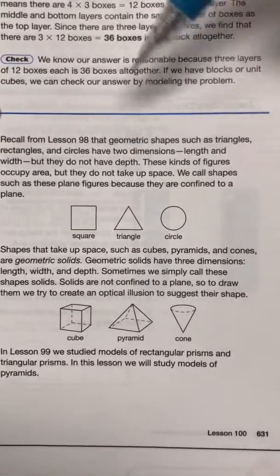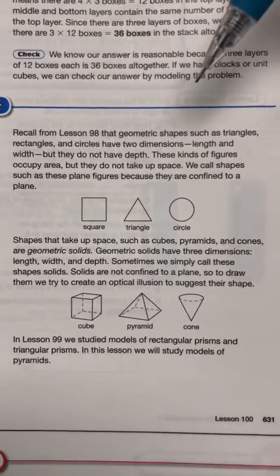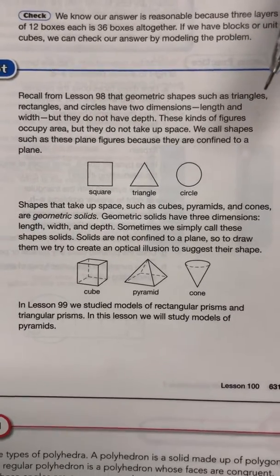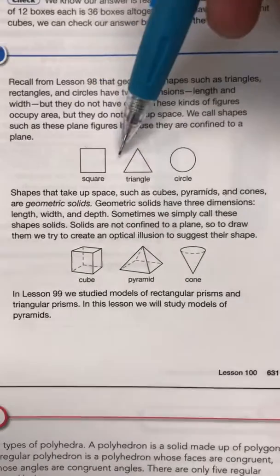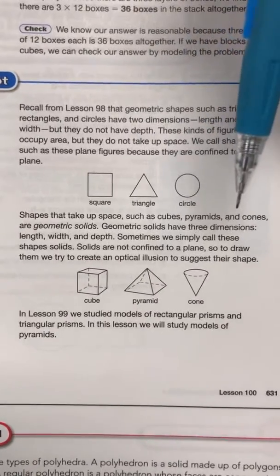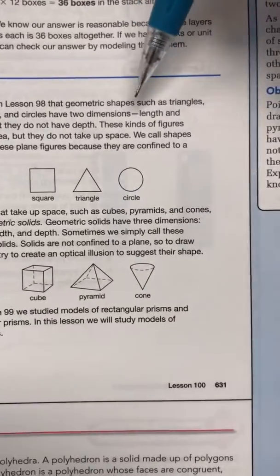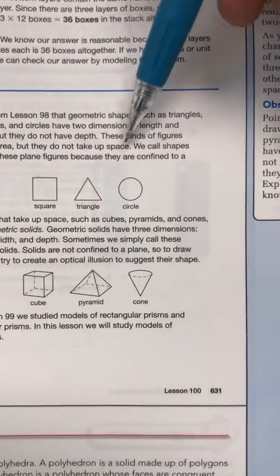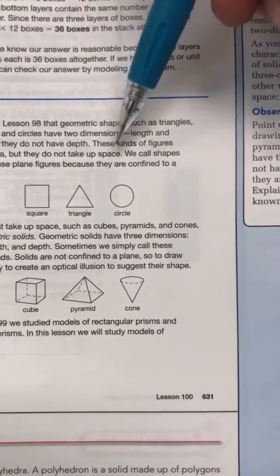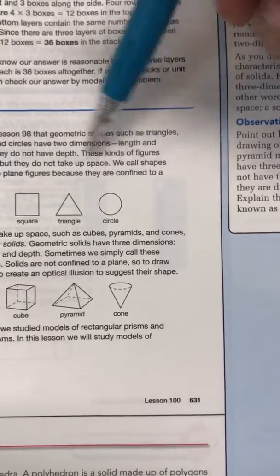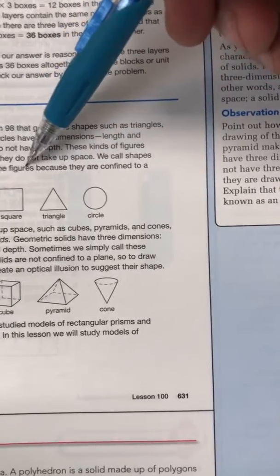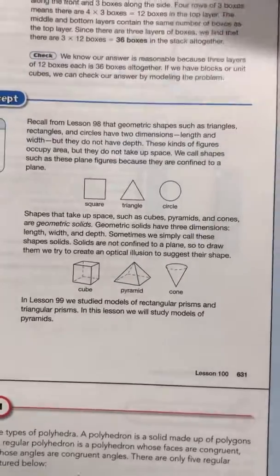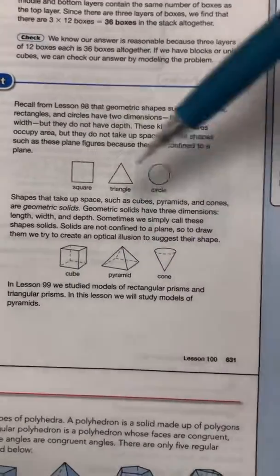Recall from lesson 98 that geometric shapes such as triangles, rectangles, and circles have two dimensions, length and width. Okay, so here's a length, width. They're two-dimensional, but they have no depth. These kinds of figures occupy area, but they do not take up space. We call these shapes plane figures because they are confined to a single plane, one flat plane, okay?